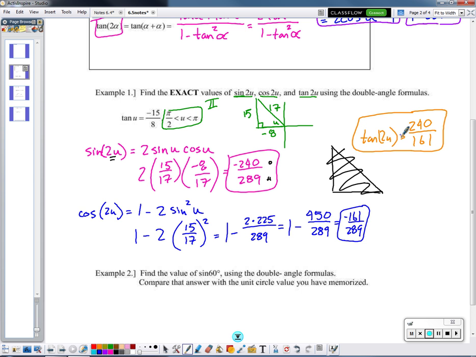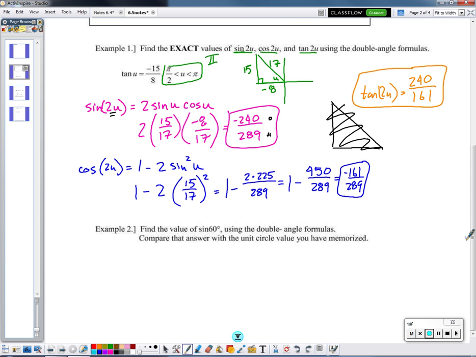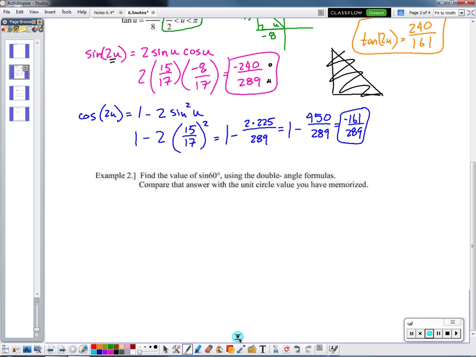Here I want to find the exact value of the sine of 60 degrees using the double angle formula. I know how to find the sine of 60 degrees already. That's pretty easy because it's on my unit circle. When I'm standing at 60 degrees, sine is going to be root 3 over 2.